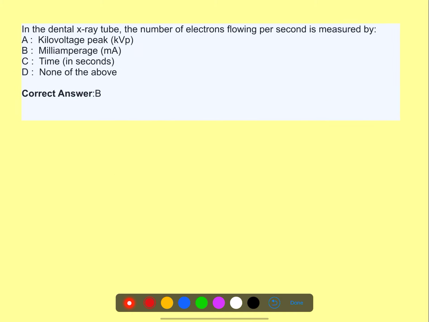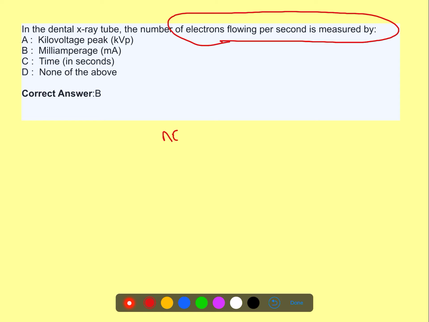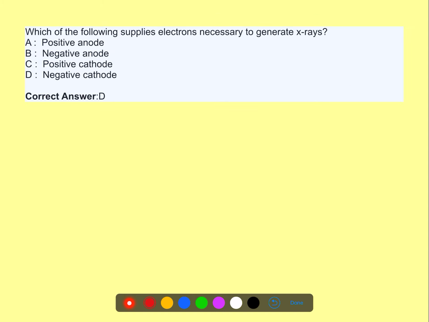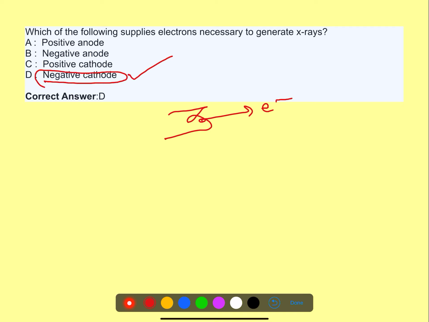In a dental X-ray tube, the number of electrons flowing per second: in the previous questions, you have seen that a number or a quantity is nothing but milliamperage. So the number of electrons flowing per second is measured by milliamperage. Which of the following supplies electrons necessary to generate X-rays? The cathode will supply the electrons. That means the cathode has 2 things, right? The tungsten filament will supply the electrons. So the cathode is negative. So the option will be the negative cathode. This is the tungsten filament.